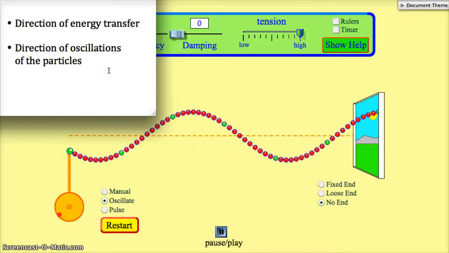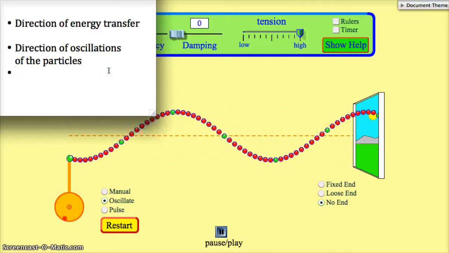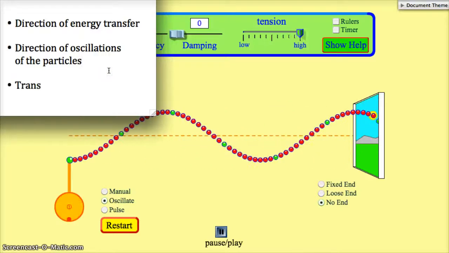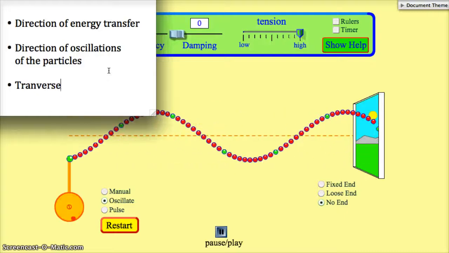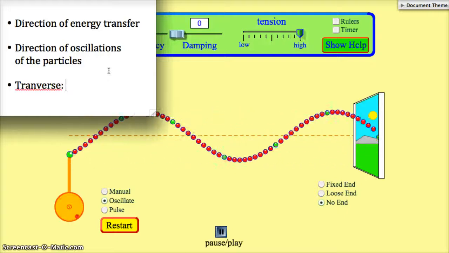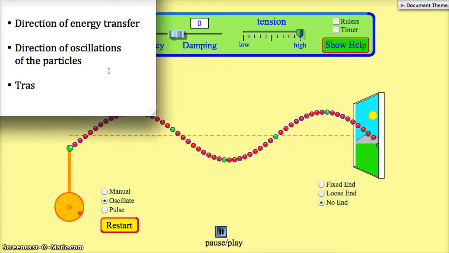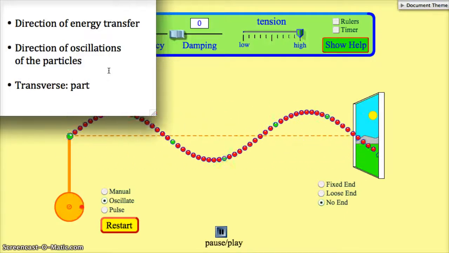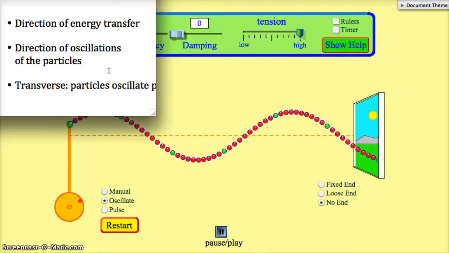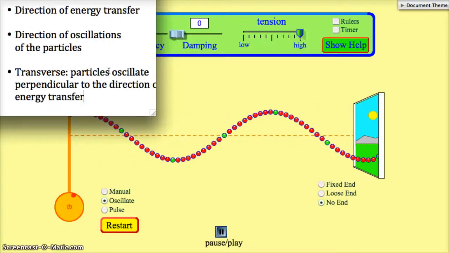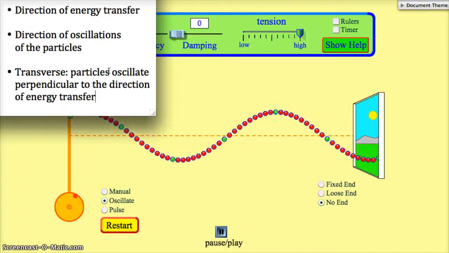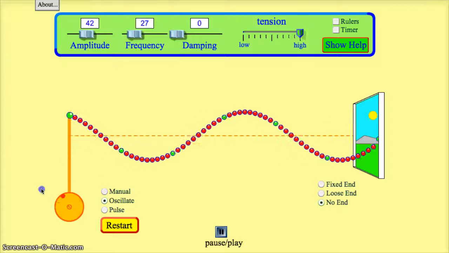So a transverse wave is where particles oscillate perpendicular to the direction of energy transfer. That's a transverse wave, like this.